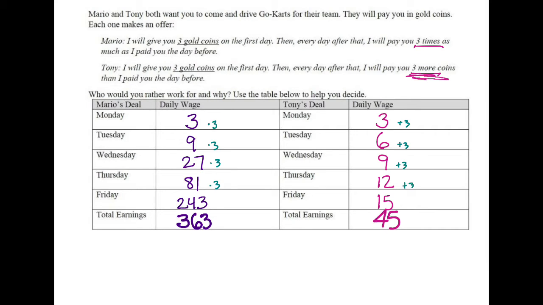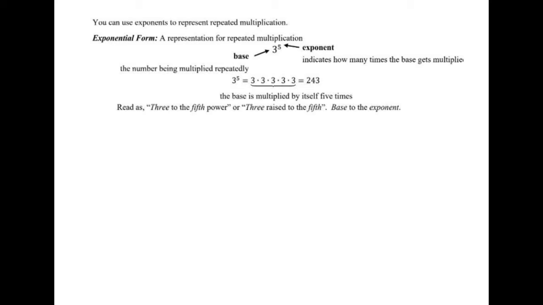I did the total quickly, and I hope I got them both right, but the idea is that the purple one is a lot higher in just 5 days than the pink one, right? So multiplying repeatedly gets your numbers higher faster than adding repeatedly. Now let's see what good that does us. These are called exponents. So exponents represent repeated multiplication.